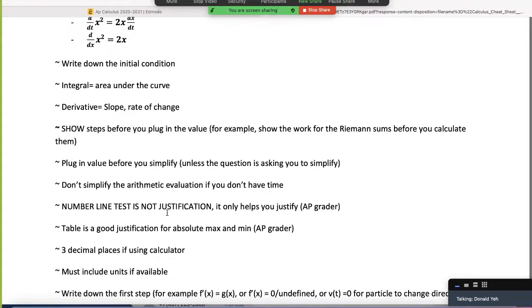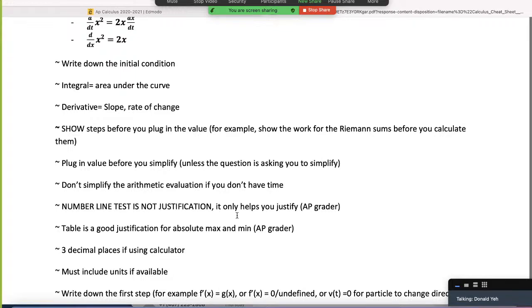Number line test is not a justification. On the FRQ, number line test does not mean justification. What does justification mean? If they give you f prime of x and ask you to find, let's say, a relative maximum, the justification is that f prime of x changes from positive to negative at x equal to 2. That is justification.